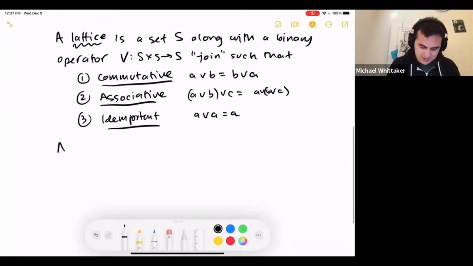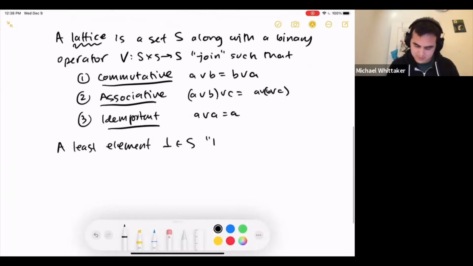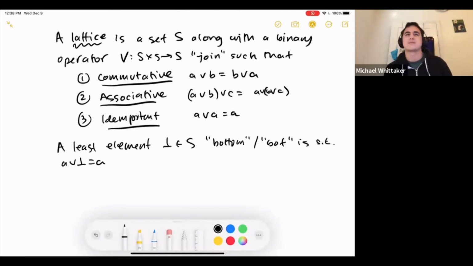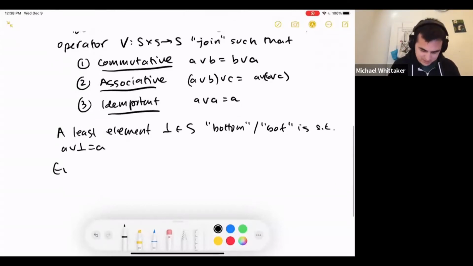And then we have this thing called a least element. A least element, I'll say this is pronounced bottom or bot, is some element in S such that A join bot is equal to A for all A. I'm not doing all the quantifiers, but hopefully it's obvious what I mean. All right, so we can look at some examples.